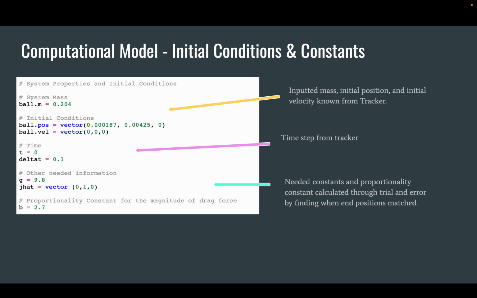Now, for the code, I will start with the initial conditions and constants we needed to establish. First is the system, which is our slinky, mass, initial position, and initial velocity, all gathered from the Tracker video. Then the size of my time steps, which I also matched to the Tracker video. Other needed constants are g, the gravitational constant on Earth, j hat, and b, our proportionality constant for the magnitude of drag force, which I calculated through trial and error by finding when n positions matched.